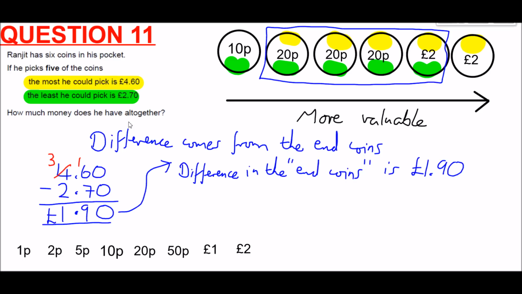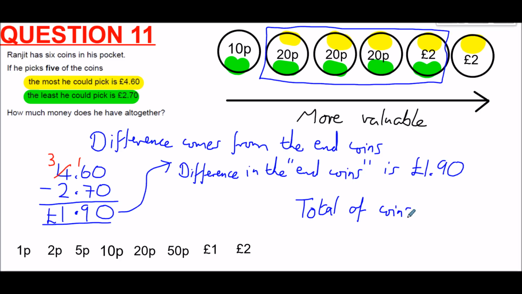So how much money does he have altogether? Well, it would be the most expensive coins, which is £4.60, these 5 at the end, plus the 10p. So the total amount of money would be £4.70. And that's all we need to do.